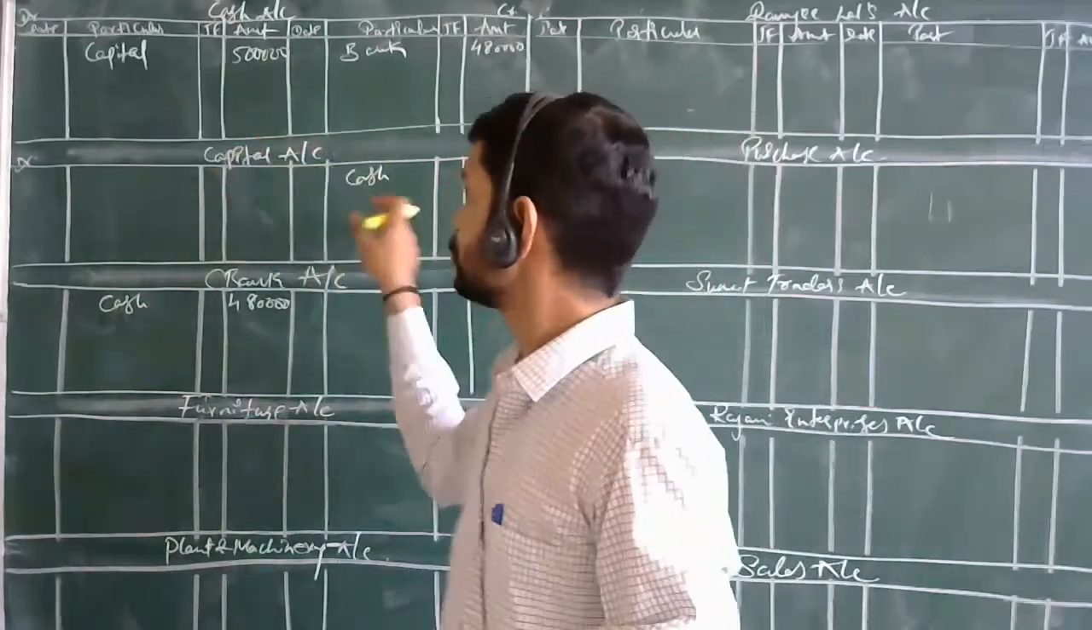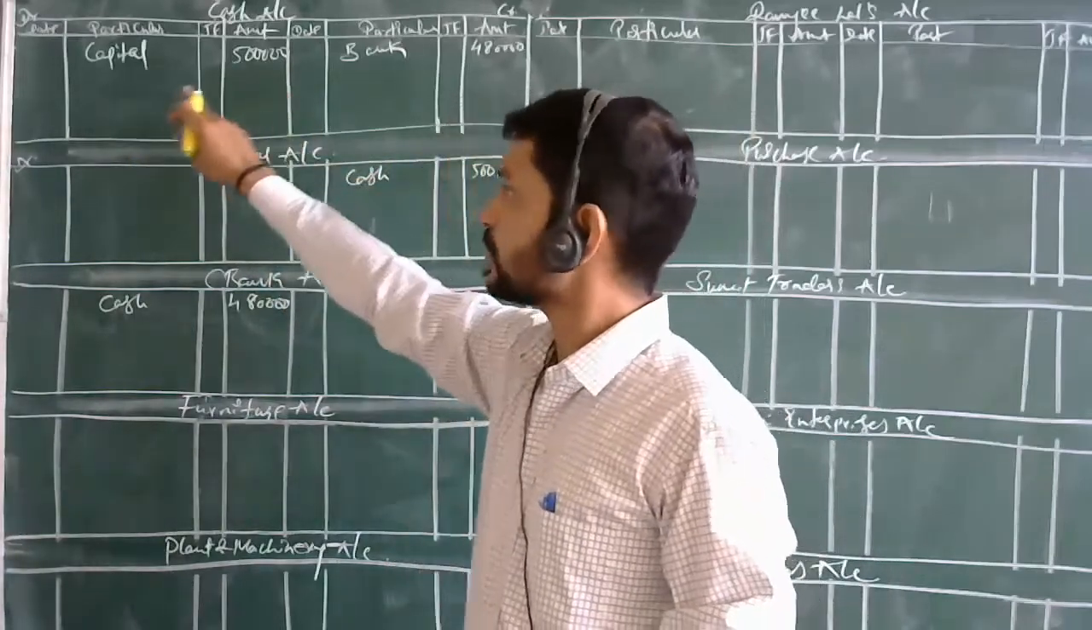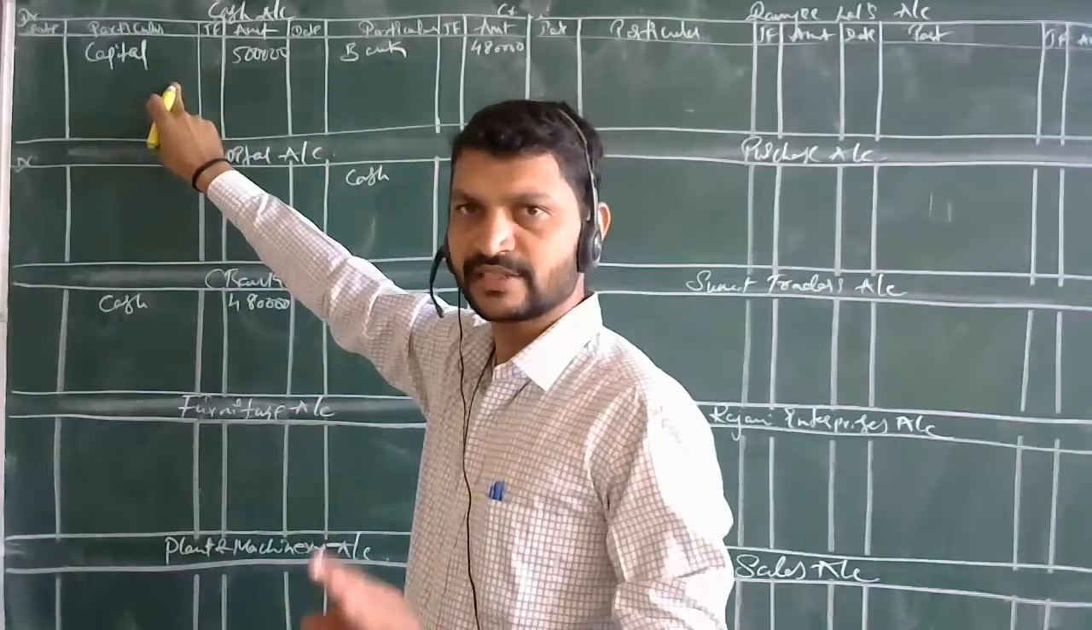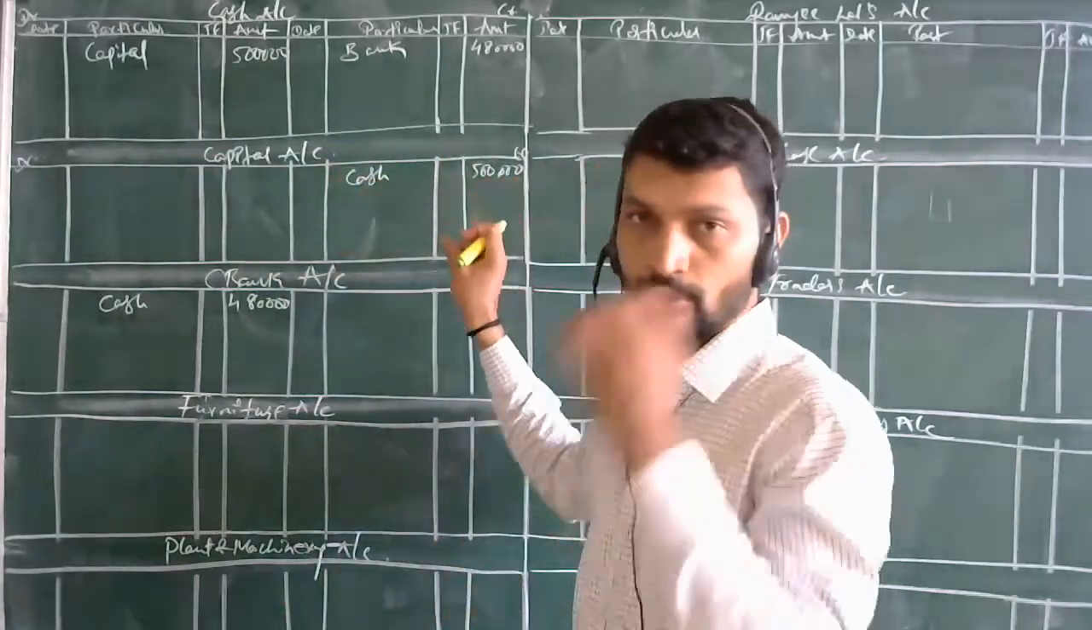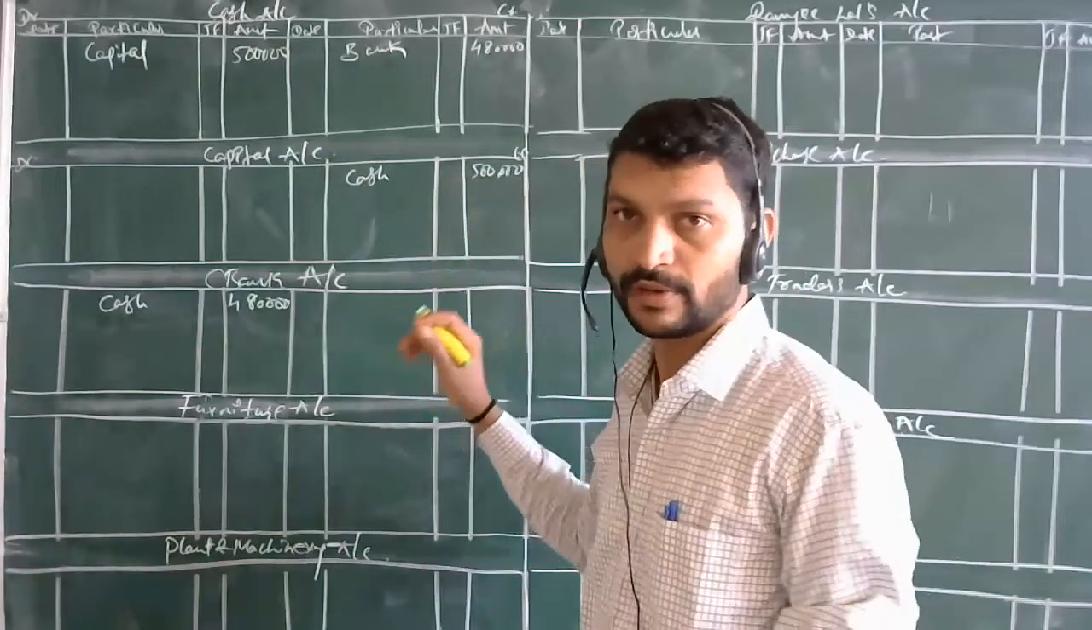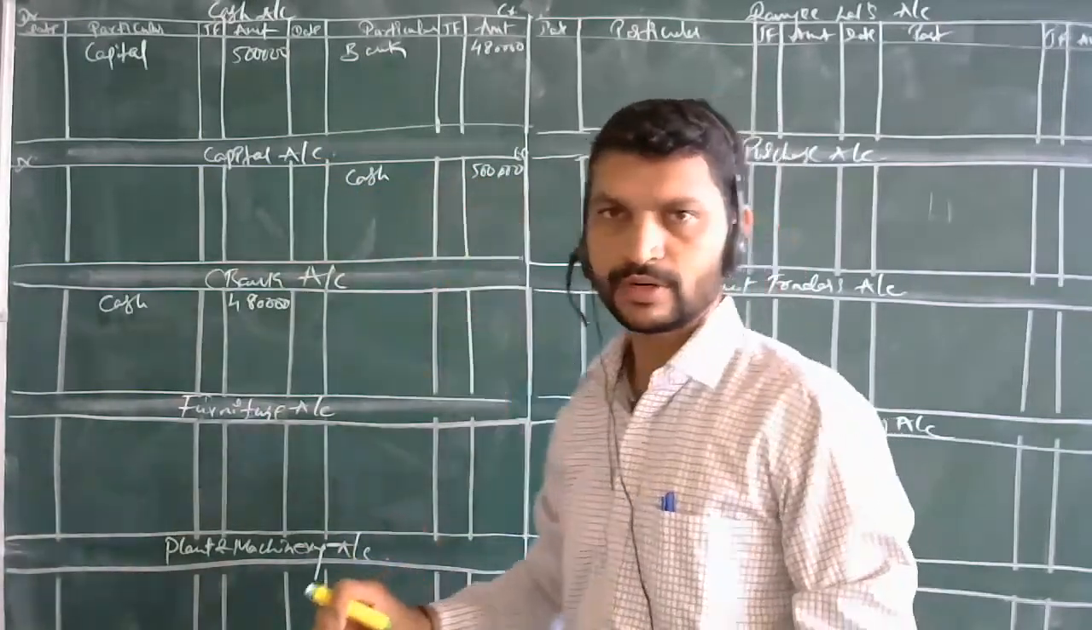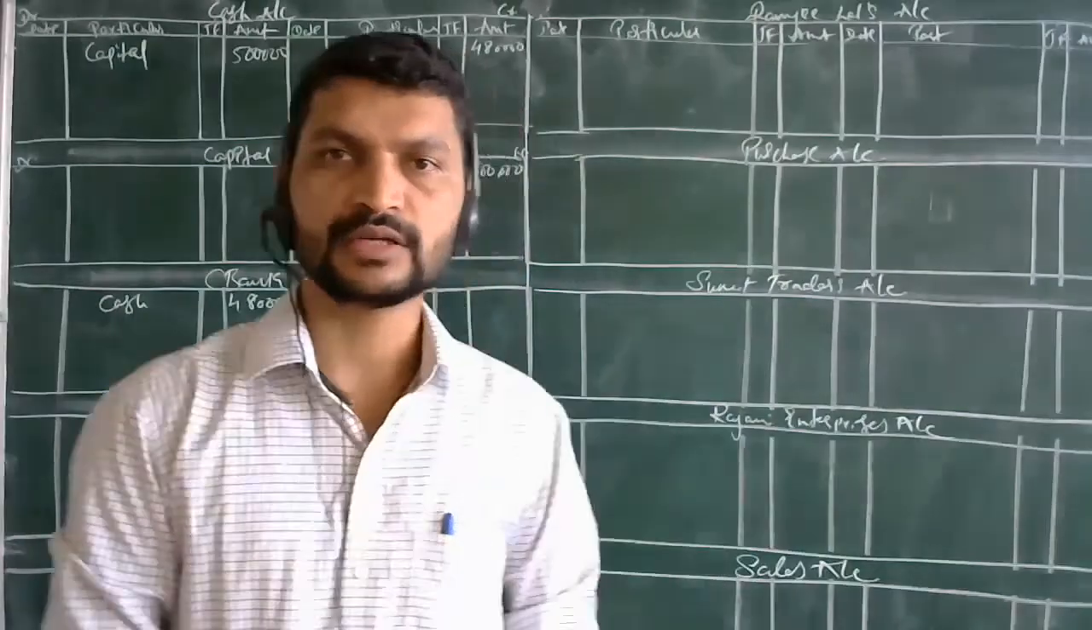So these two entries we got over. In the cash account you have entered a capital of rupees 5 lakh. In the capital account, you have brought in cash in the form of capital, so you have credited over here. These journal entries you have to understand here.